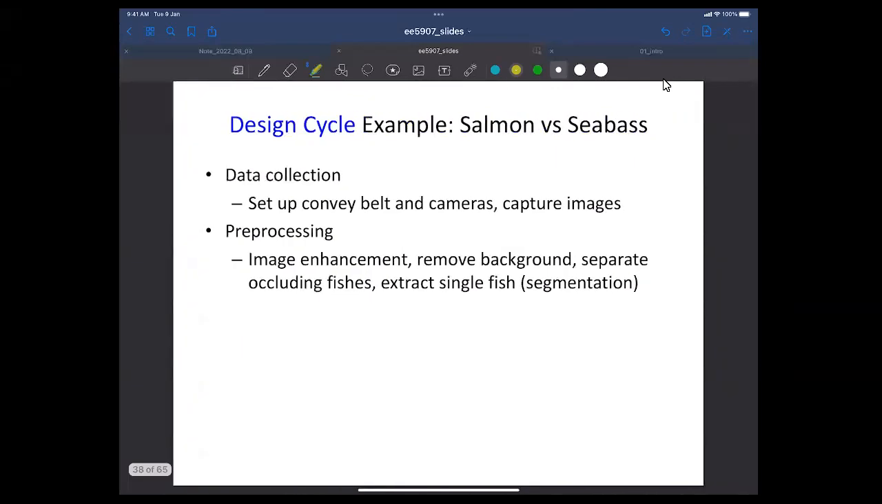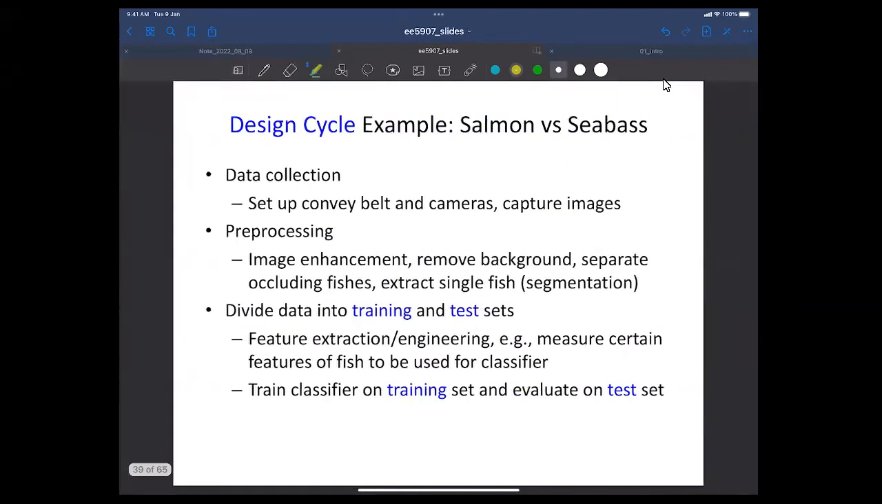So basically, this is explaining what I just mentioned. The pre-processing here can be image enhancement, removing the background, removing the noise, enhancing the degradation, if there's any degradation in your data. Right, so basically that's the idea of the design cycle. Any questions here?